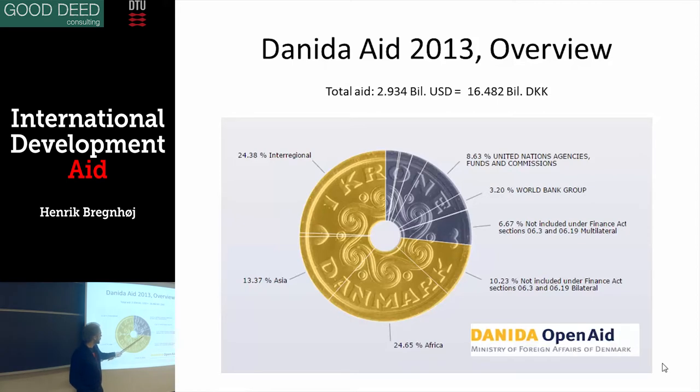This is the bilateral aid. This is the aid that is given from Danida without working with other countries. This is about 70%, and 30% is given through some international organization, the United Nations mostly here.